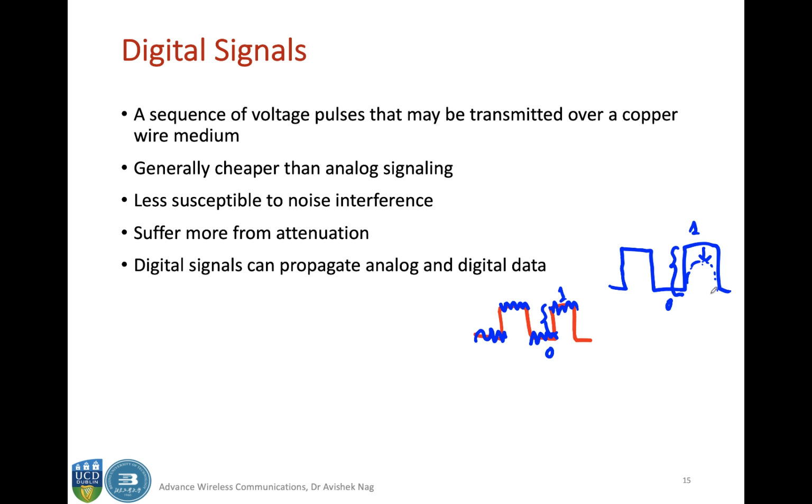Okay, and if the levels go down, then it's difficult to detect them in the presence of noise if the noise is very high. So digital signals can propagate, again, analog and digital data. As analog signals can propagate both analog and digital data.